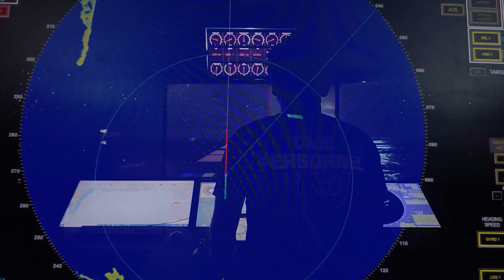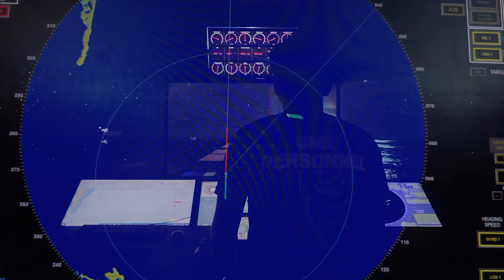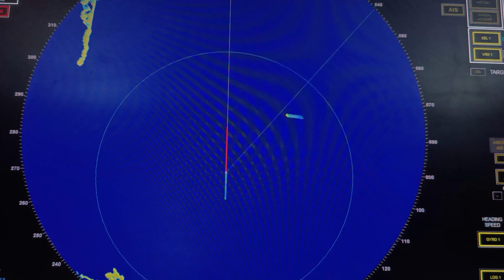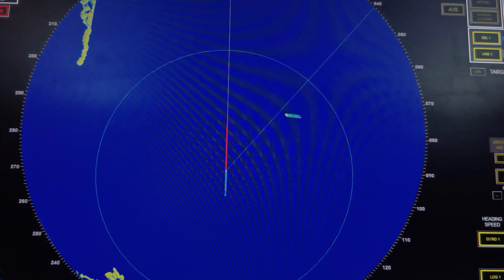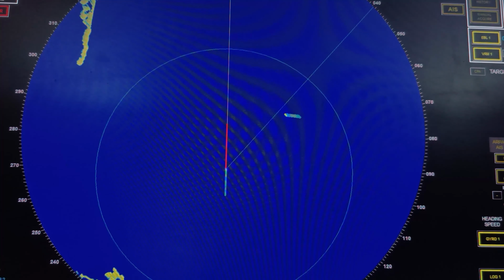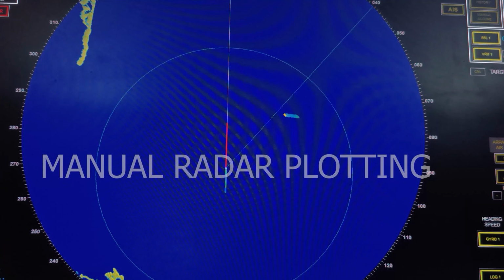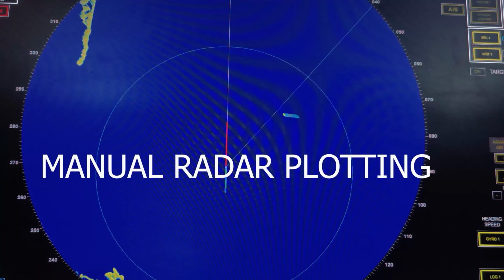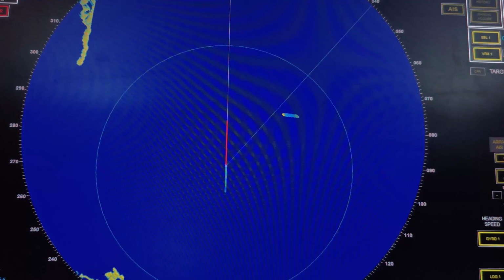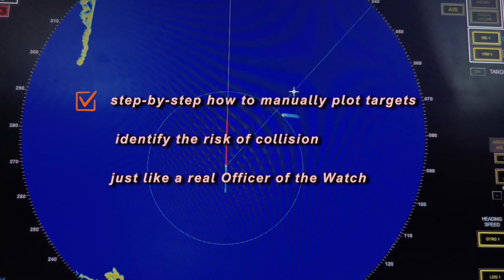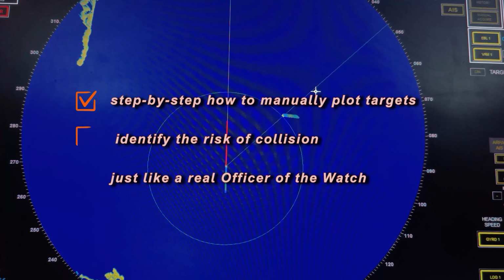Imagine you're on watch, two vessels are closing in, and your ARPA suddenly fails. Can you still determine if a collision will happen? This is where manual radar plotting becomes your life-saving skill. Today, I'll show you step by step how to manually plot targets and identify the risk of collision, just like a real officer of the watch.